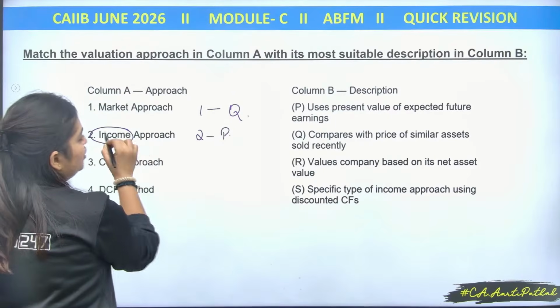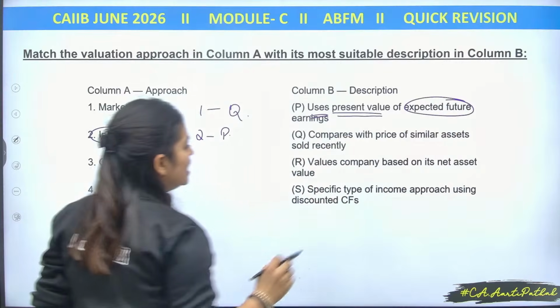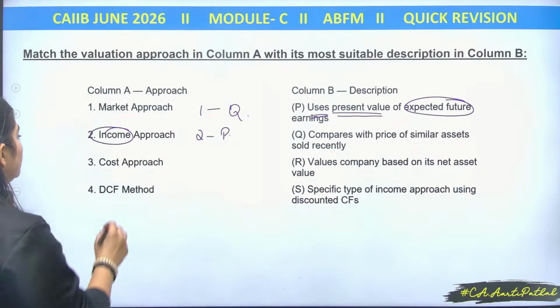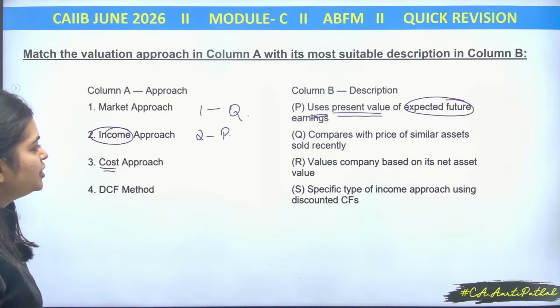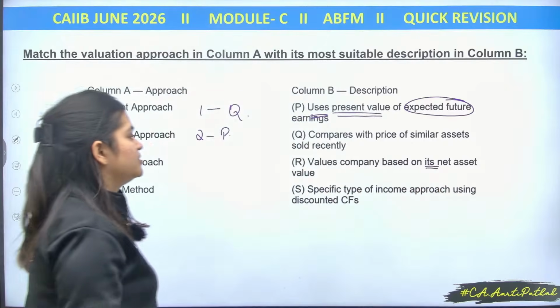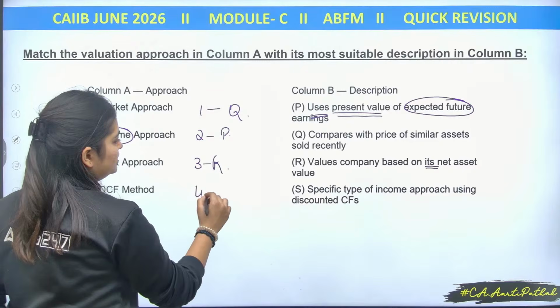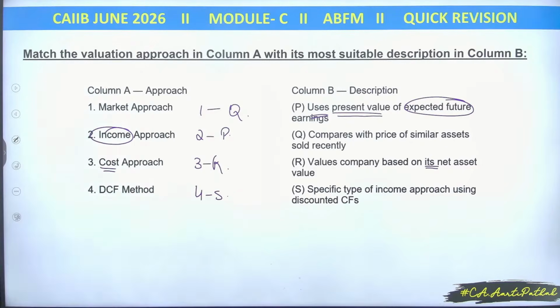In an income approach, we are going to use the present value of expected future earnings. And then next, cost approach. Cost approach values a company based on its net asset value. So third, that is your R, and fourth, that is your S. So this is your correct classification.